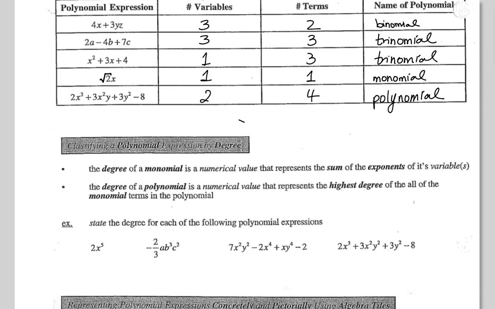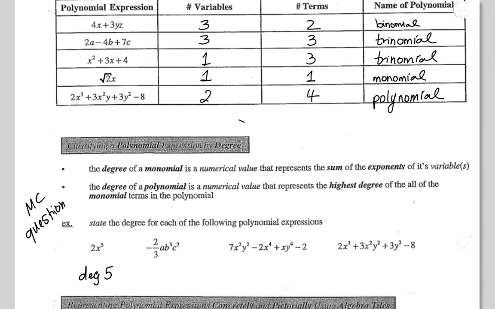Now this one is going to be tested for sure. It's a multiple choice question. This one's called degree of the polynomial. Students always forget about the degree of the polynomial. You're just looking for the highest power. Now most of the time it's pretty straightforward, like this first one, the degree is just 5.